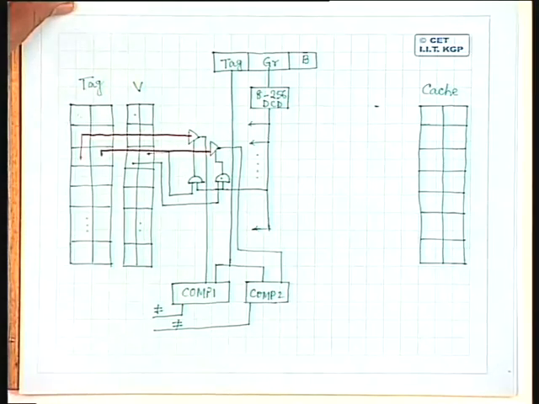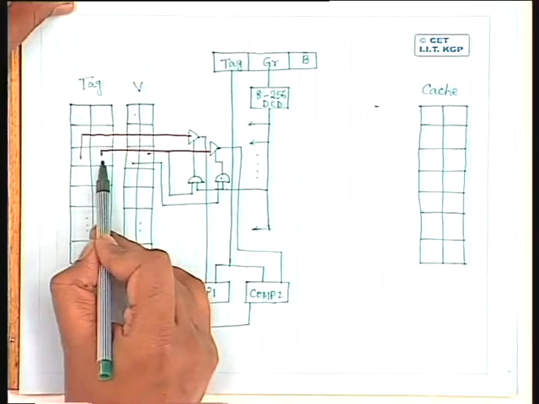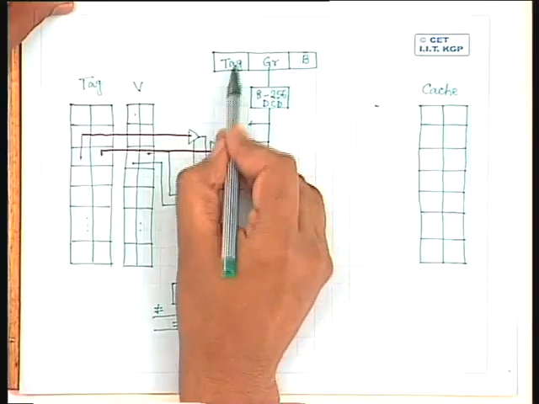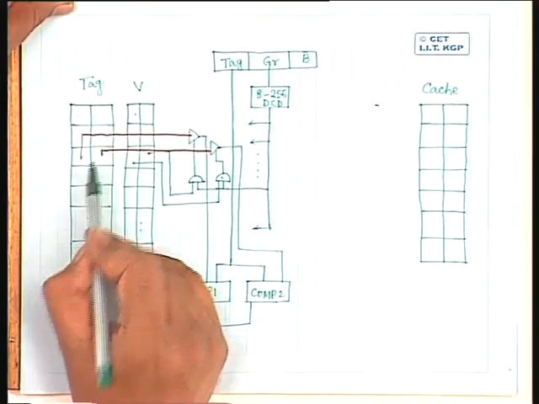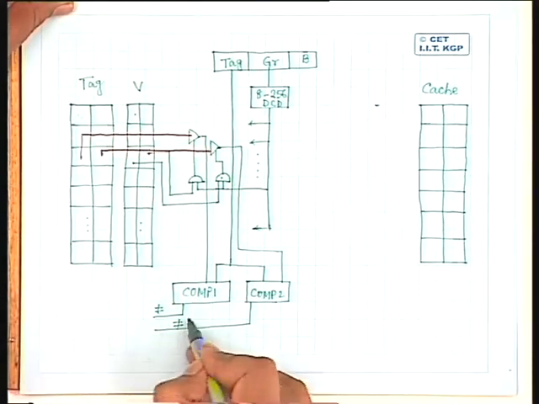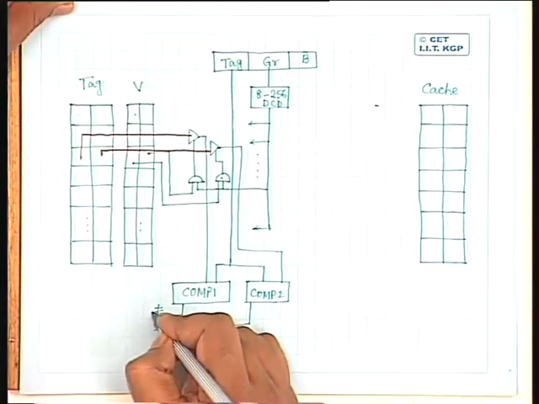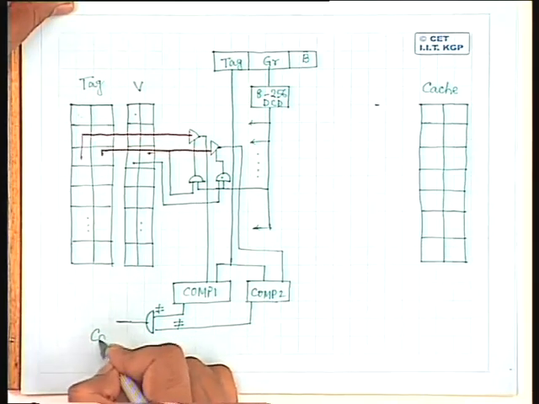When such a situation arises, this means the requested block does not exist in the cache memory. Because if it exists, the corresponding tag has to be present either in this tag memory or in this tag memory. Because this tag value does not match with the content of any of these tag memory locations, that is an indication that the requested block is not available in the cache. So when both the comparators signal not equal, that is the cache miss condition.